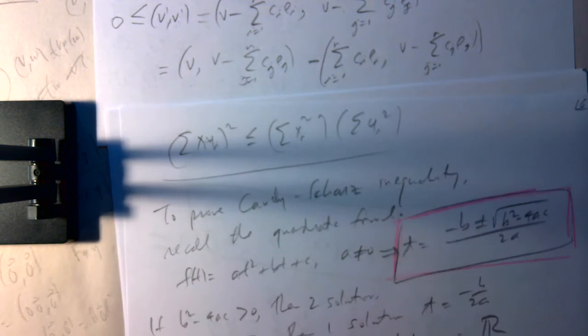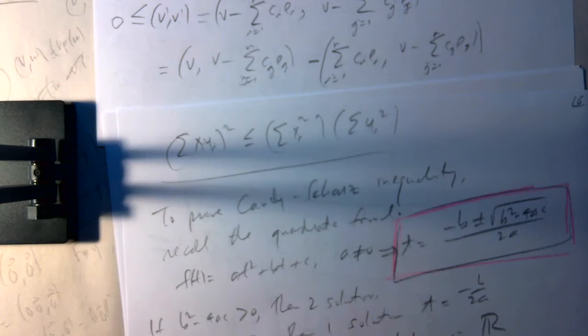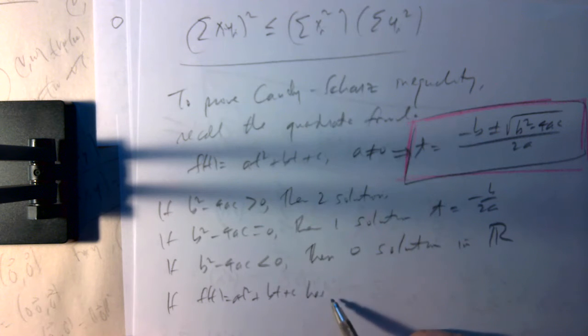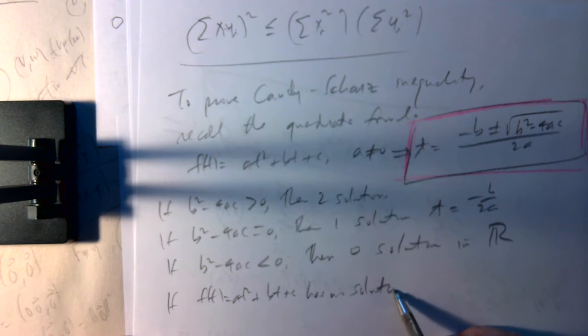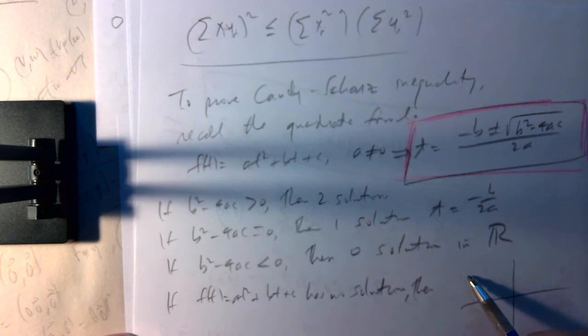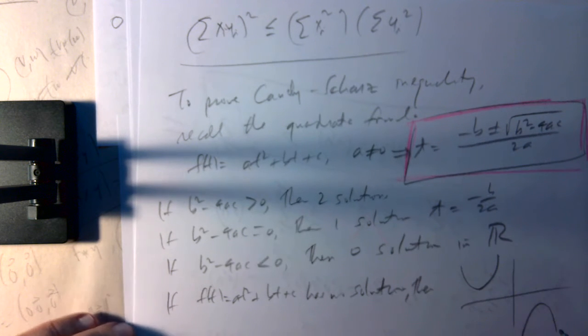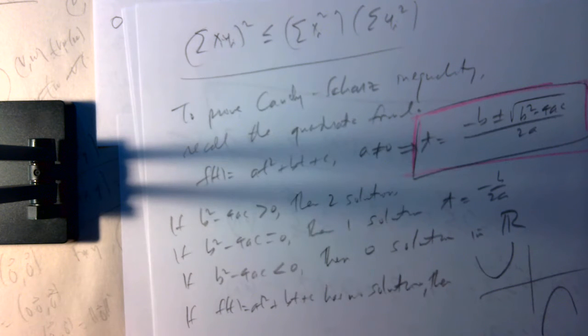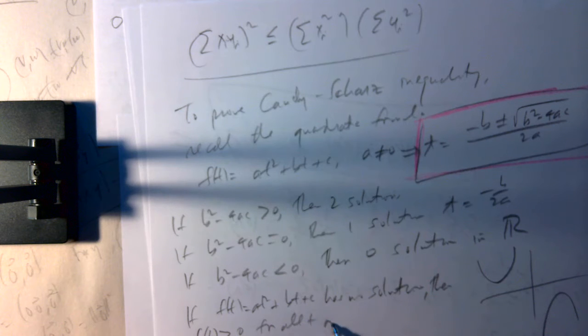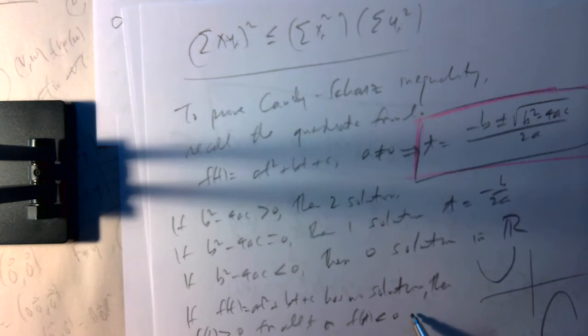And the other comment is, if f of t equal at squared plus bt plus c has no solution, that means the graph never crosses the x-axis. It's either always above the x-axis or always below the x-axis. So either f of t is greater than 0 for all t, or f of t is less than 0 for all t.